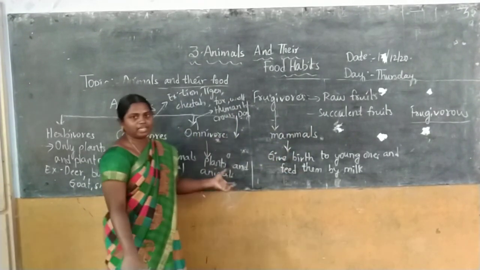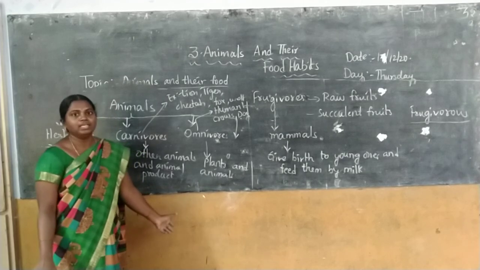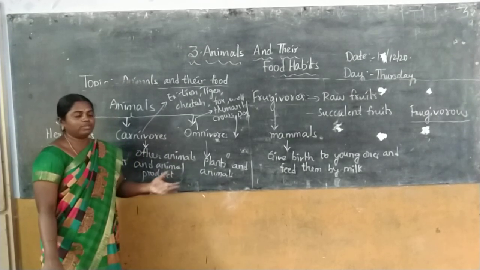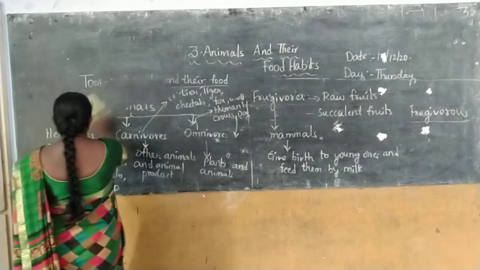Now understood about the classification of the animals. In the next class we learn about the modes of getting food, how the animals they get the food.